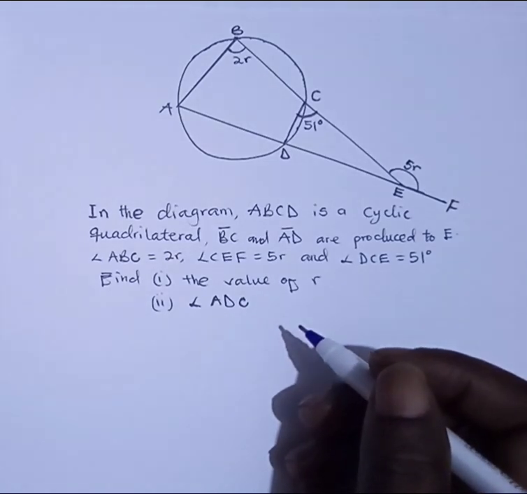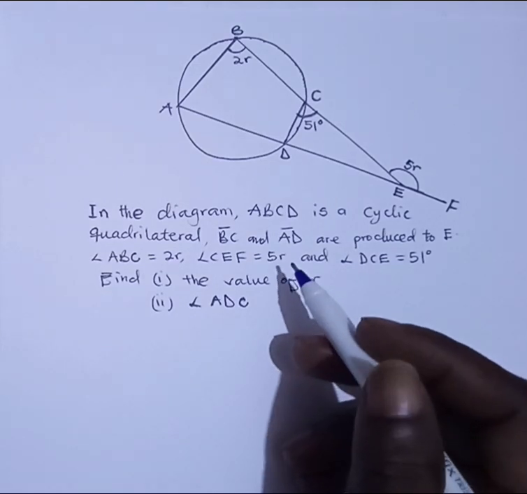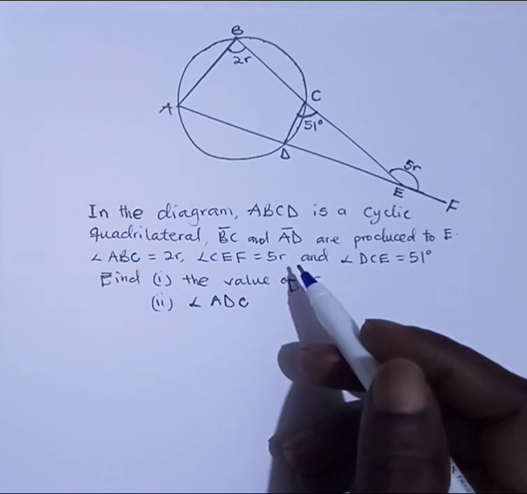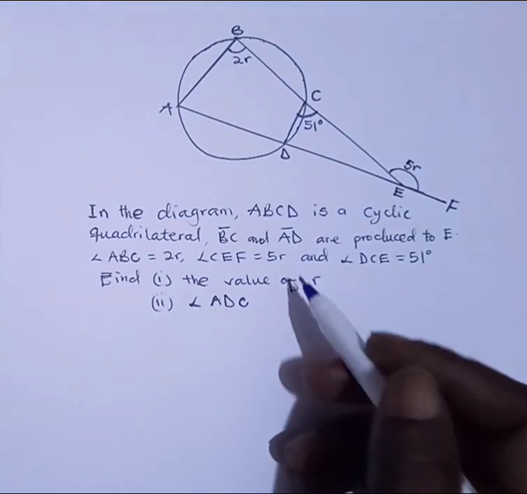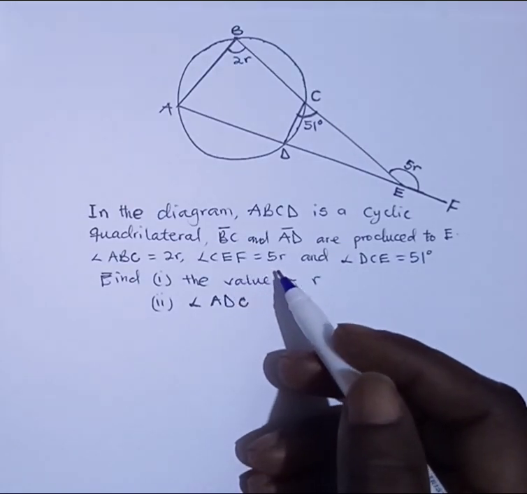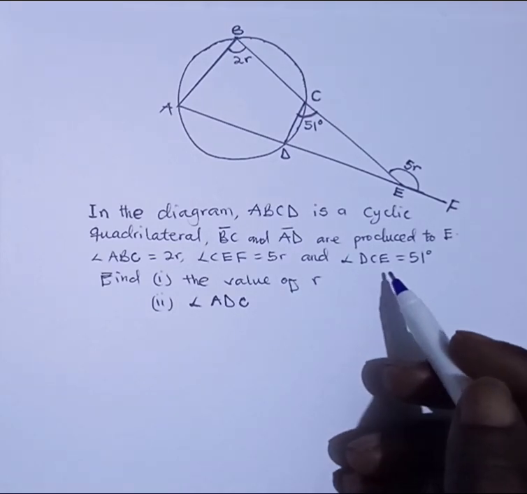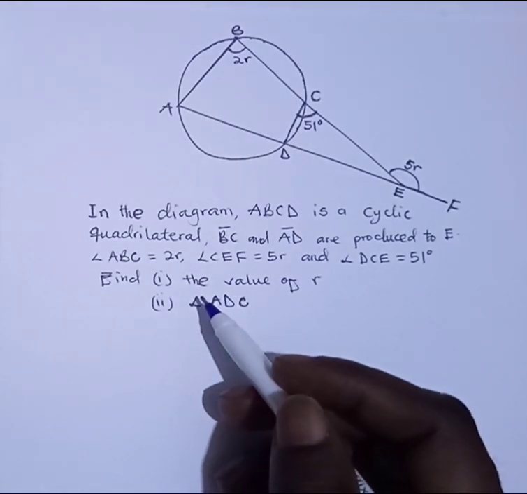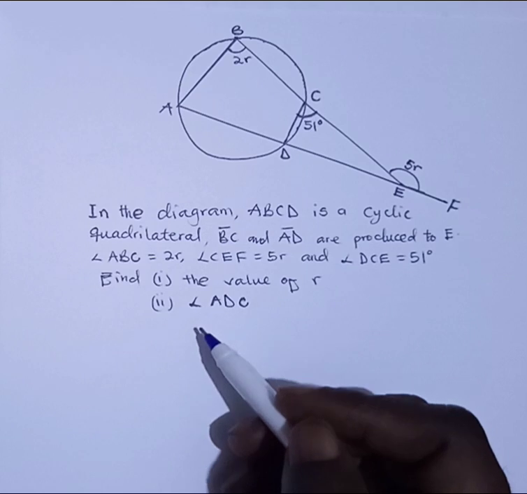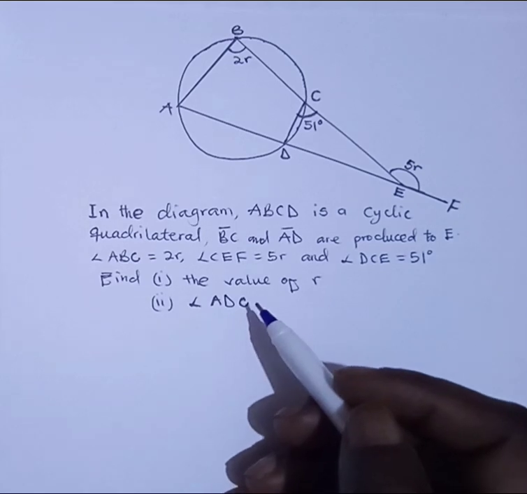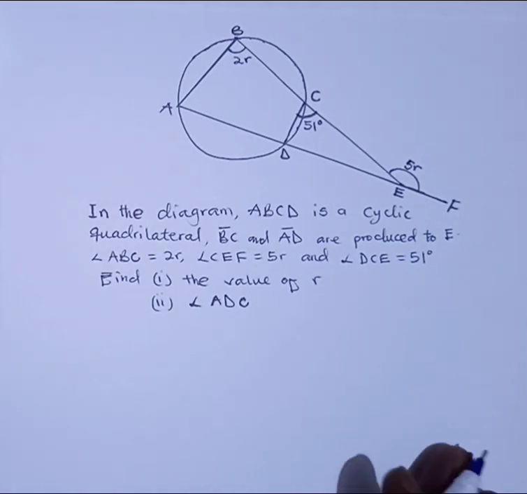For this question, we are saying ABCD is a cyclic quadrilateral. BC and AD are produced to E. Angle ABC is equal to 2R. Angle CEF is equal to 5R. And angle DCA is equal to 51 degrees. This question demands we find the value of R and also angle ADC. Good. So this is the question we have before us.